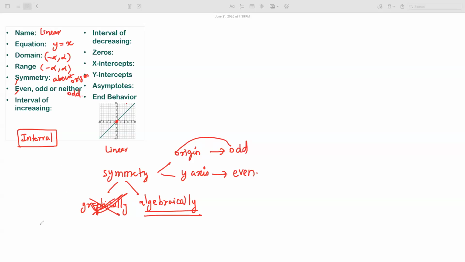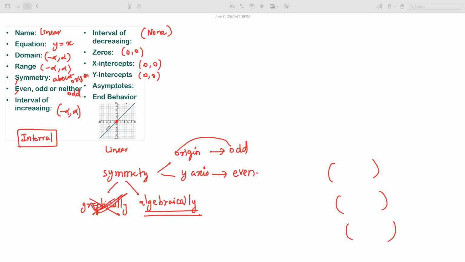What is the interval of increasing? Increasing and decreasing intervals are represented using parentheses only. You don't need to differentiate brackets and square brackets. Increasing interval is minus infinity to infinity. Decreasing interval is none. What are the zeros of the function? 0, 0. X-intercepts are the same as zeros of the function. Y-intercept is the same for this function.